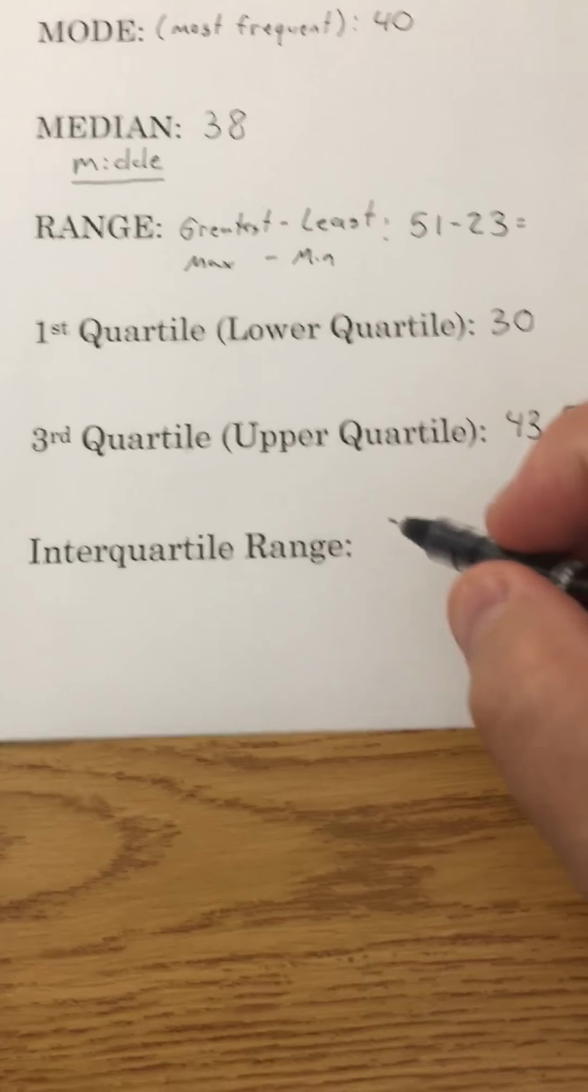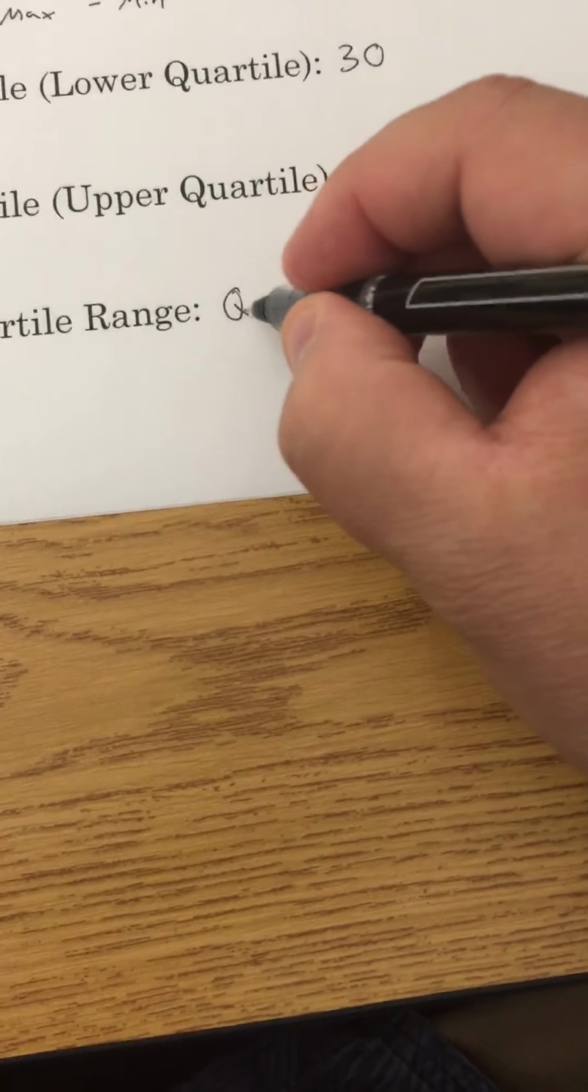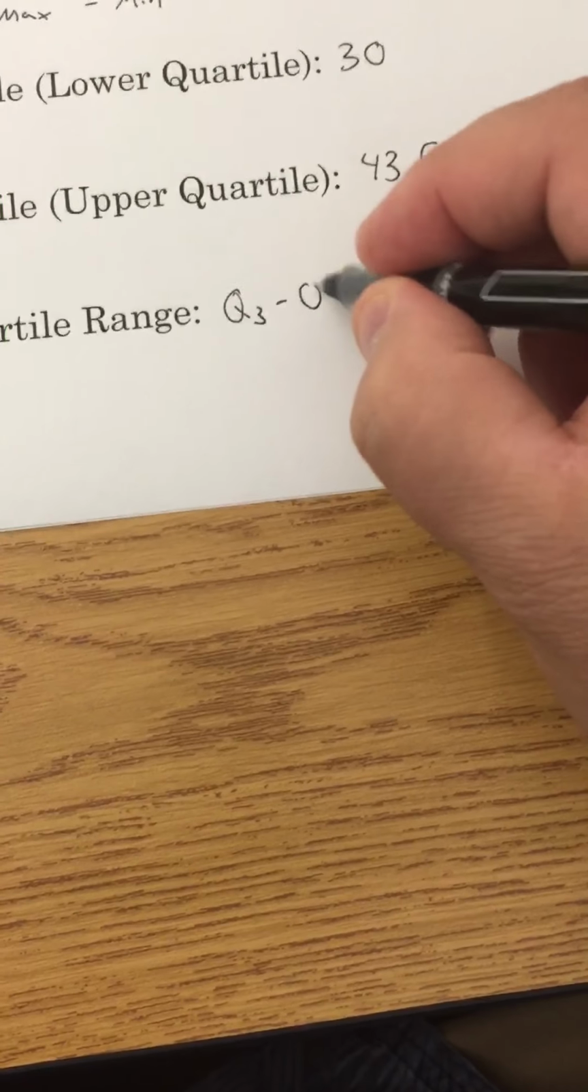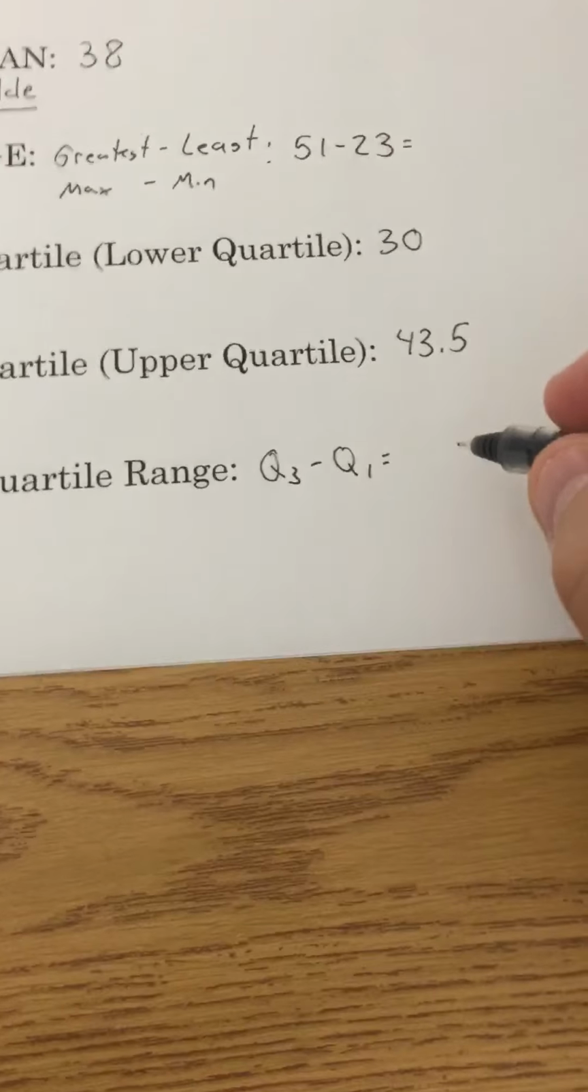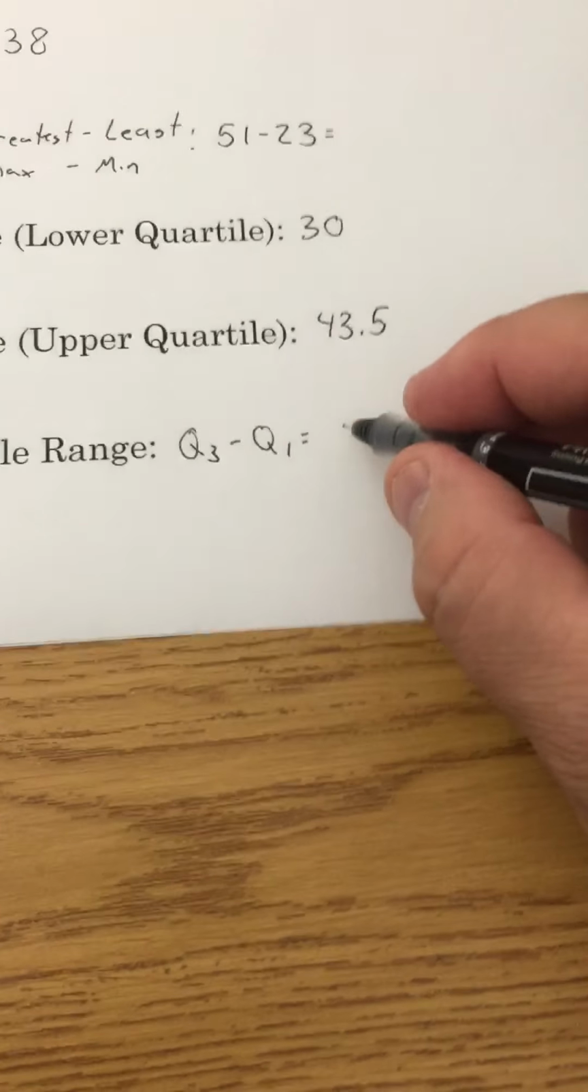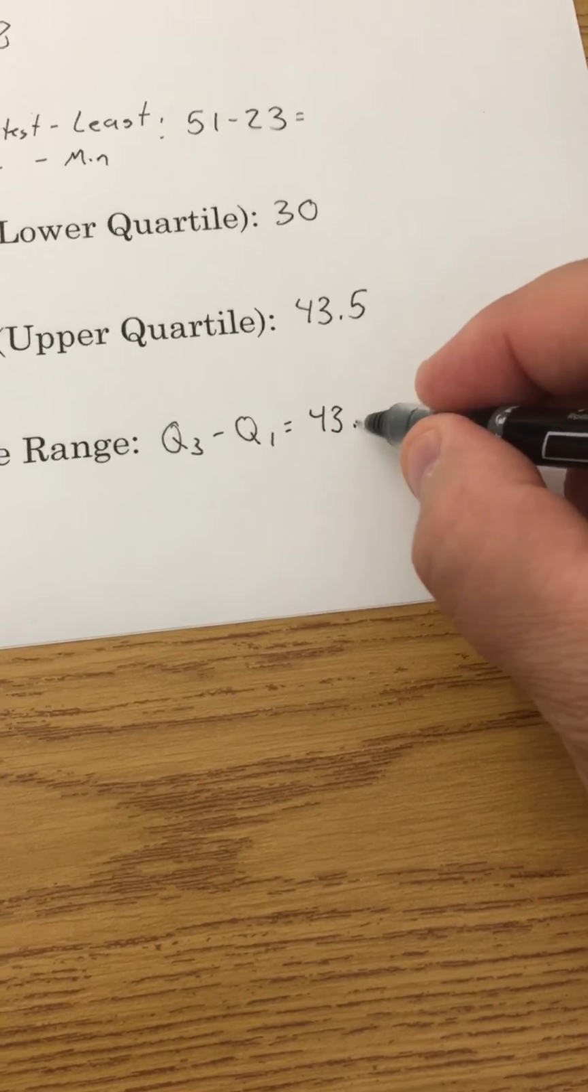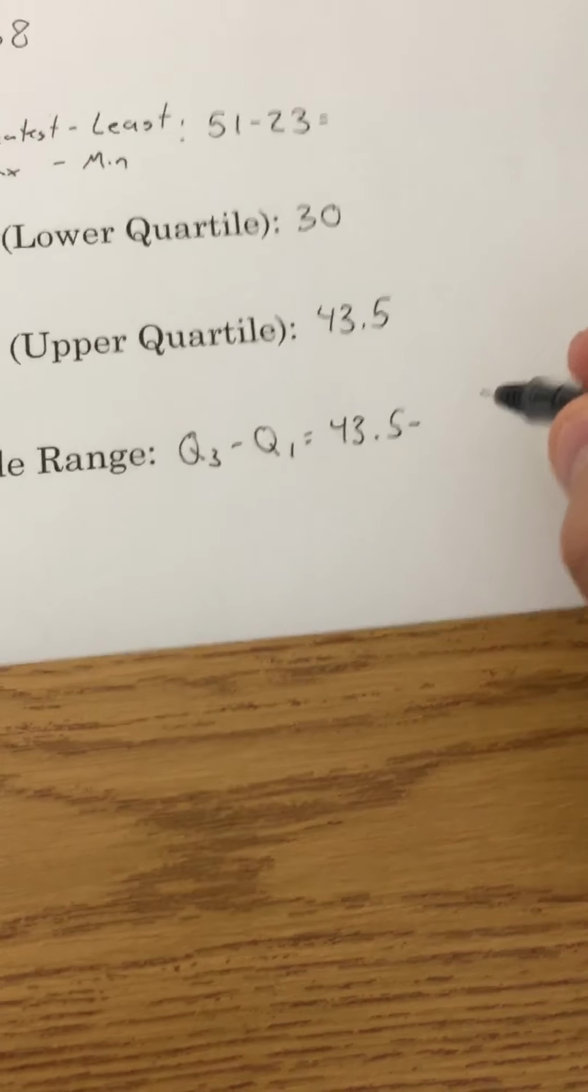And then the interquartile range is just Q3 minus Q1. It's subtracting those two. It's another type of range. So it would be 43.5 minus 30.